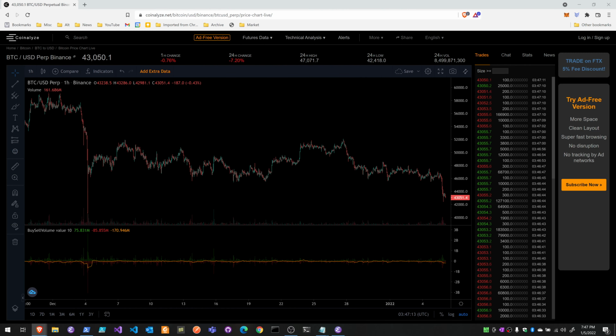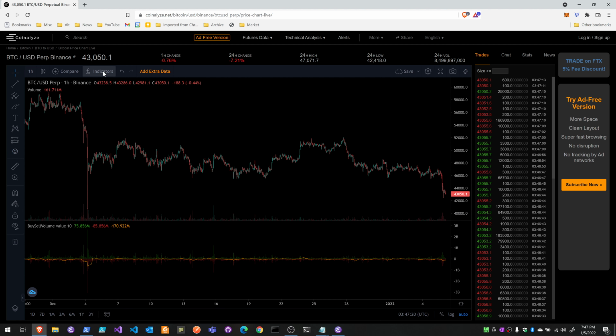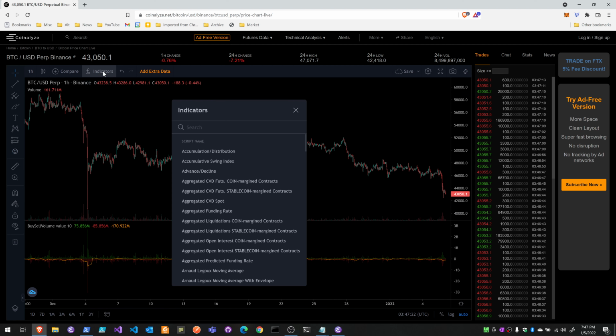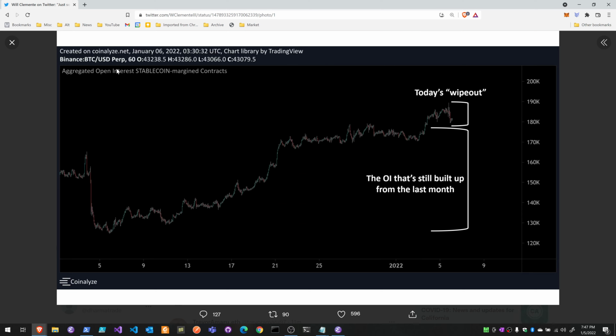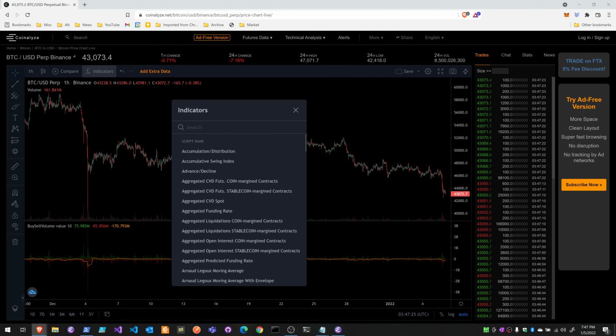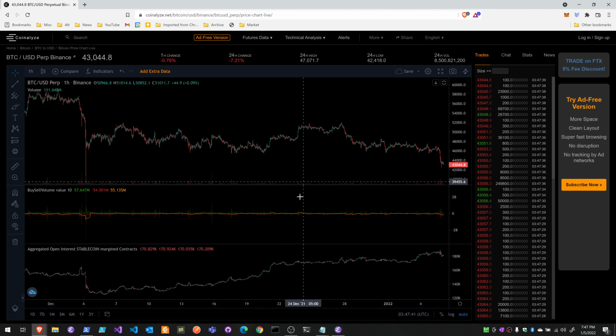So how do you get that graph on the screen? Well, once you're here, you go to indicators. You go to indicators, and let's see here. Let's look for, what does it say on here? Aggregated open interest stablecoin marginated contracts. That matches up. There you go. So click that, and it adds the indicator to the screen.